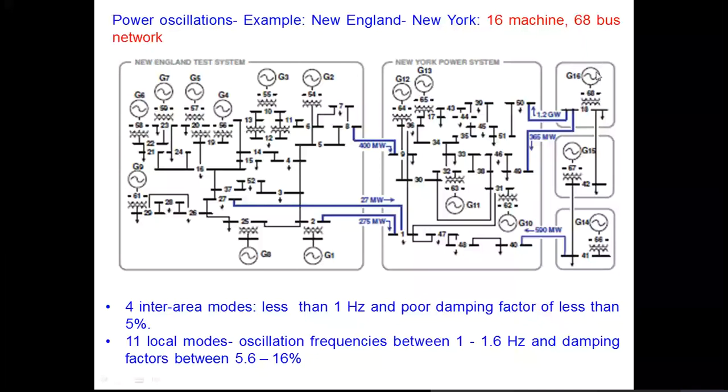And you can see that there are altogether, because it starts from G1 here, 16 generators in the complete network. And then we have 68 buses. Counting from here we have 6, 7, and then this is bus 2. So altogether there are 68 buses in the network. So this is a much more complex, interconnected network that we can consider for the study related to power oscillations.